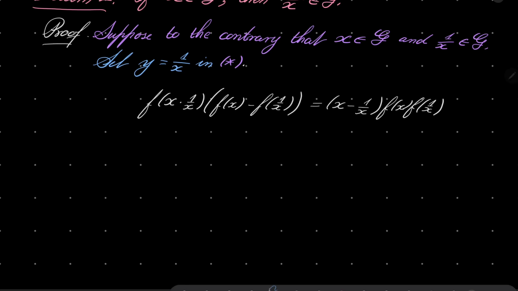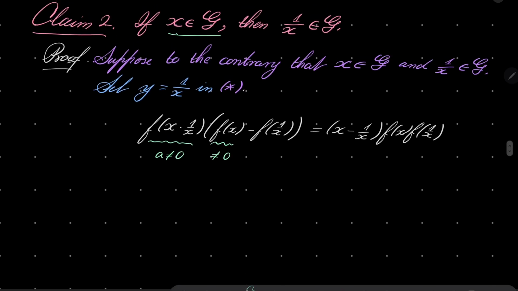Alright, and now let's take a look. Here we have f of 1, but f of 1 is a, and it's not 0. Here we have f of x, and f of x is also non-zero. Why is that? Well, because we assume that our element x is in set G, which consists of every x whose f of x is not 0. Moreover, f of 1 over x, since we are supposing to the contrary that 1 over x is not in our set, is 0.